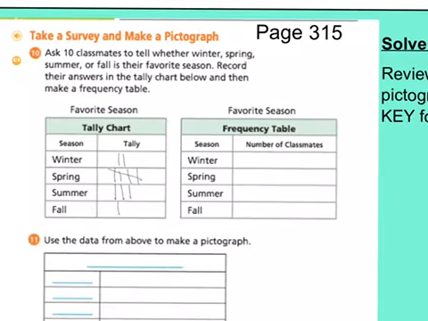So I filled in the tally chart to show favorite season. Now we can fill in the frequency table. So 2 classmates said winter, 5 said spring, 3 said summer, 1 said fall. So our next project is to use the data from the tally chart and the frequency table to make a pictograph.